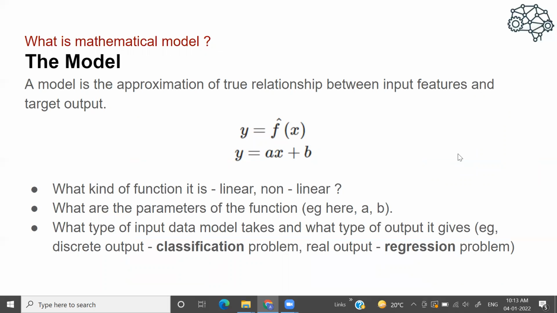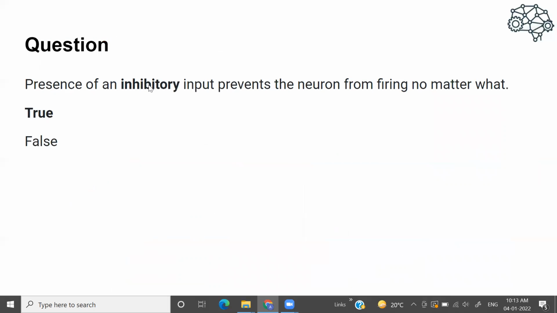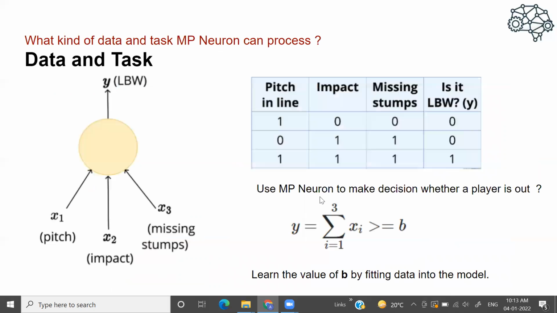And I told you that a model is nothing but a mathematical representation of the relationship between multiple features, right? We checked the MP neuron model, the mathematics behind that, right? And yes, this is the part from where we have to start today. So we opened the model jar yesterday. Now let us close that model jar and open the other jar, which is the data jar.